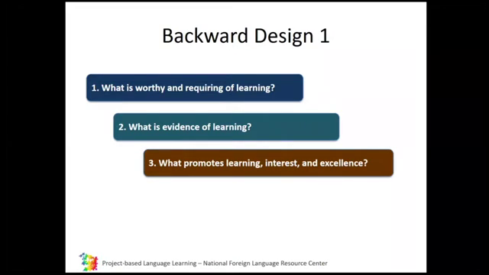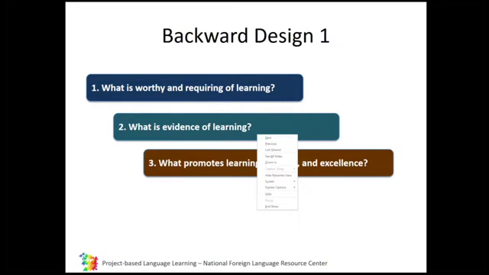But backward design really is telling us that let's stop. First, think about what are the real world tasks or functions that students need to perform. So what is worthy and requiring of learning? And then think about what evidence of learning we can solicit from the learners. After that, we develop the learning activities, scaffolding activities to promote learning interest and excellence.